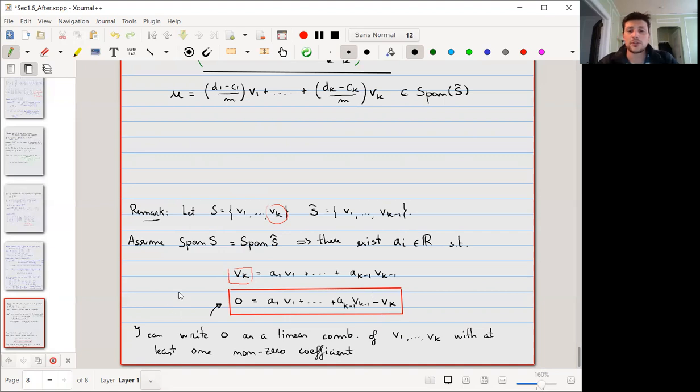This is just an isolated remark for now, but we'll see next time that this idea is what will motivate what we'll do next, which is the definition of linear independence.